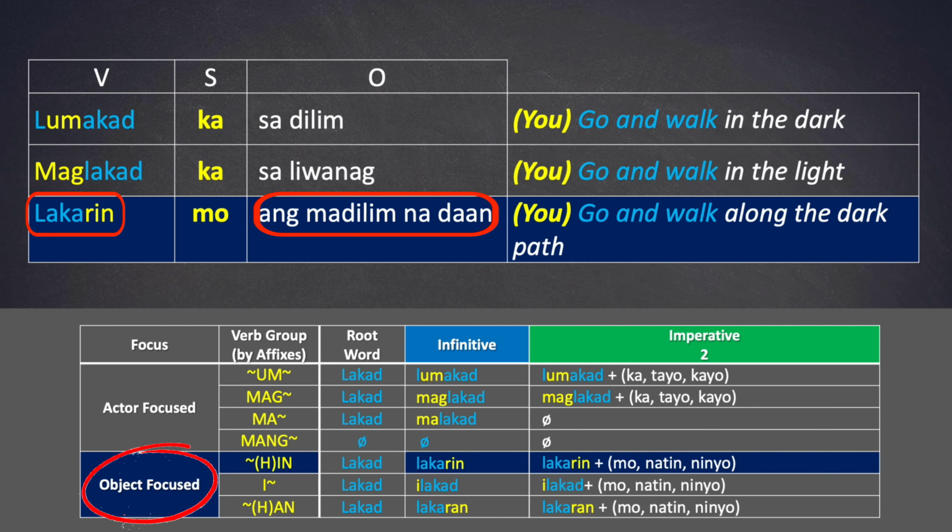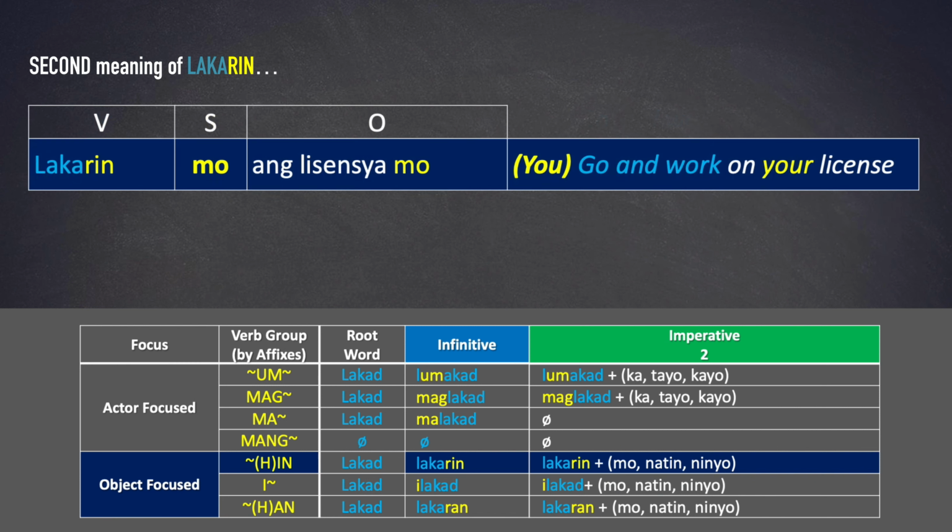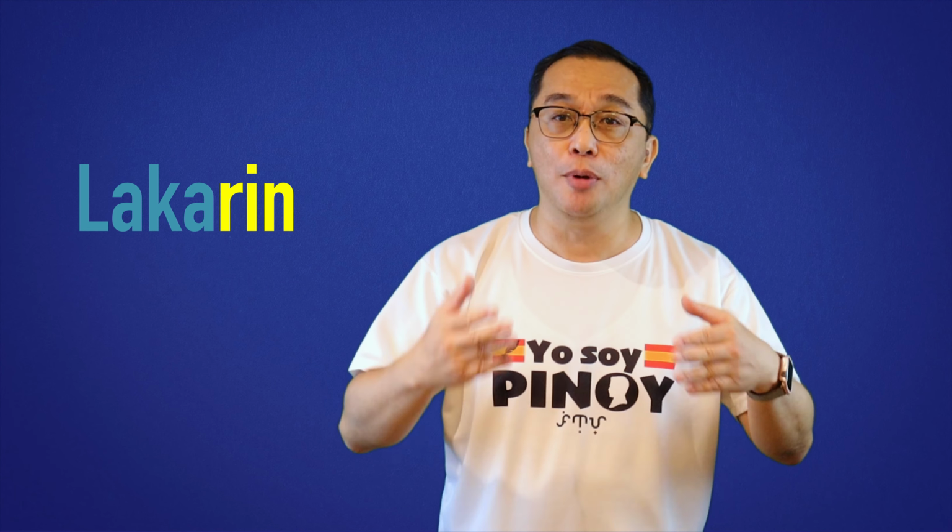Now, lakarin has a second meaning as we will see in this example. Lakarin mo ang lisensya mo. Go and work on your license. Lakarin evokes the physical effort of going out to work on a transaction. Lakarin is a verb we use to say when one is going out to transact or to check on to achieve some result from some authority.